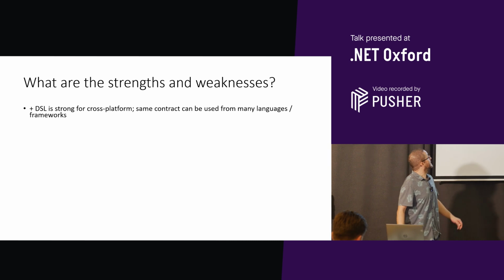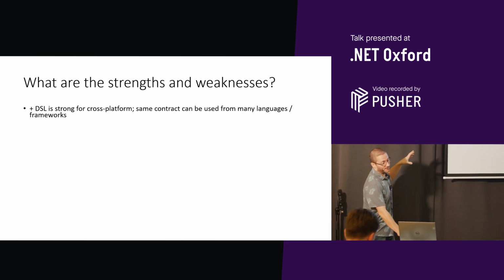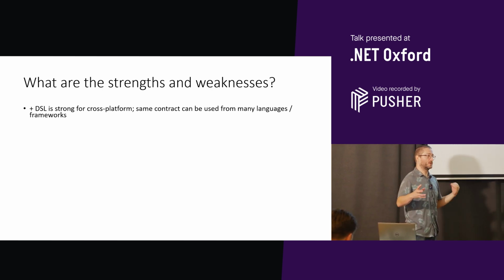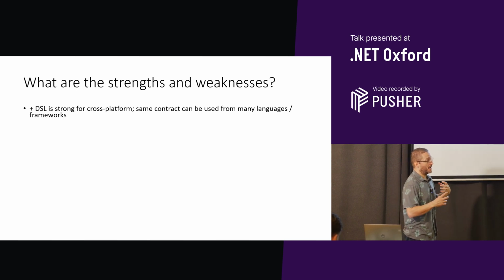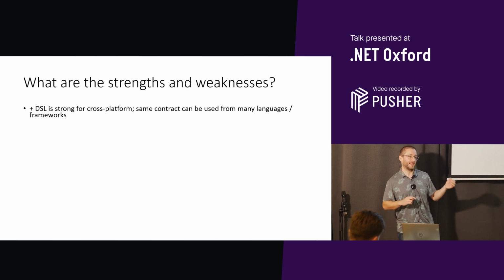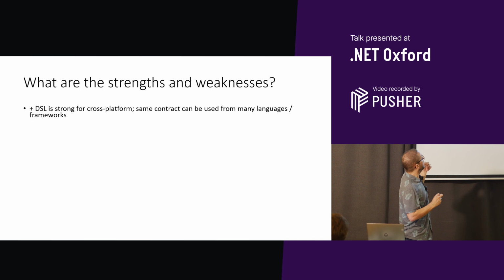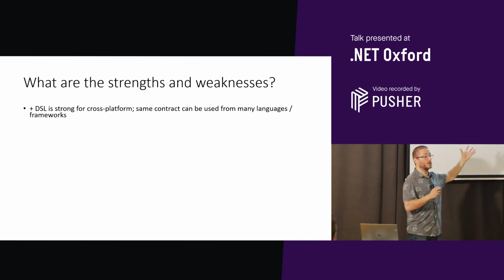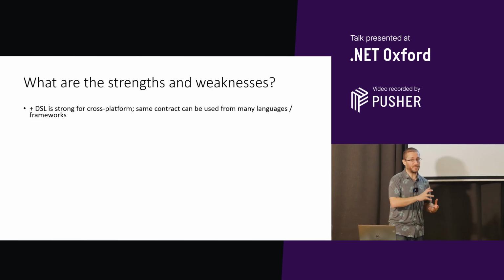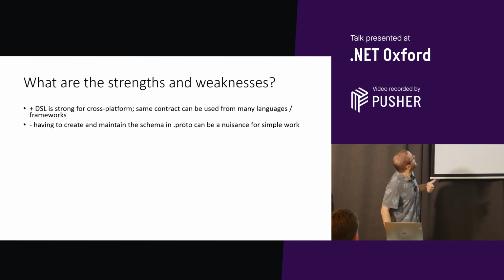So what are the strengths and weaknesses? By having this DSL, we get a strong platform for talking between different platforms. Here I've generated code for .NET, but not everyone deals in .NET. People in Go and Java, you can see that the same .proto file could now be shared between lots of people on all kinds of different platforms, technologies and languages, and that would work. So that's a good thing.